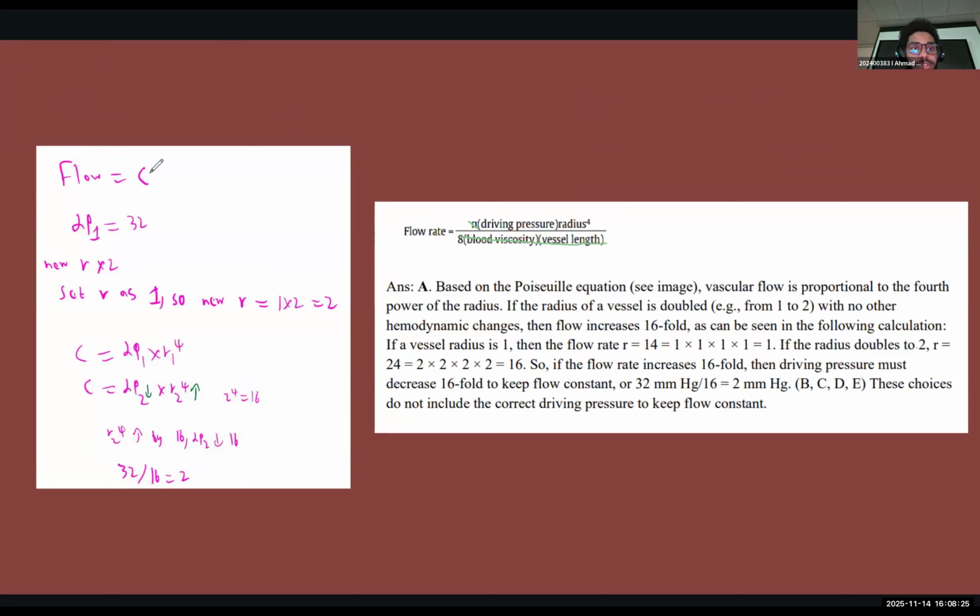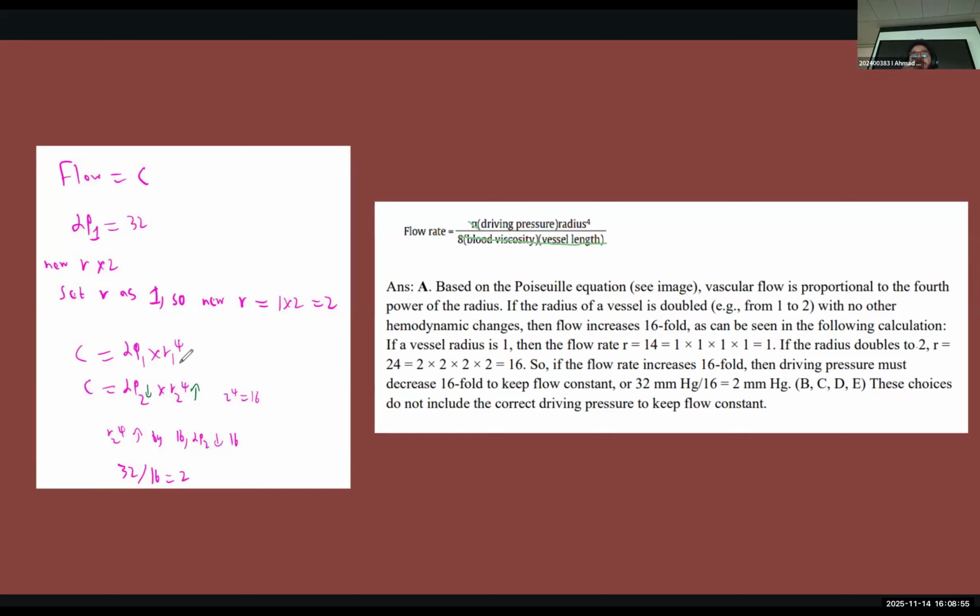تمام. Flow rate, again, let's look at the equation here. Flow rate, as we said, is a constant. Even after we applied the changes, even after the radius doubled, the flow rate still remained the same. So what is this supposed to mean? It's a simple multiplication rule, صح? Let's look here at this question. We said C, the flow rate, the constant, is equal to the initial driving pressure multiplied by R1 to the power of 4, okay? The C is constant.